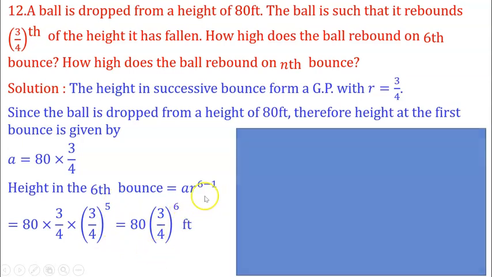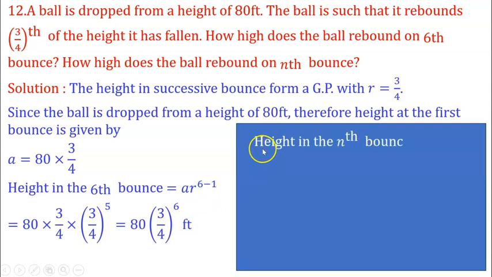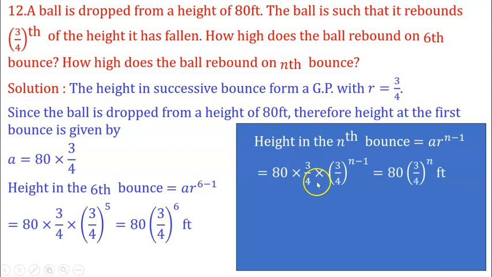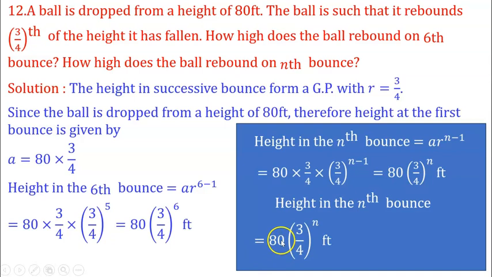Okay. And therefore the height in the nth bounce is equal to A into R raised to n minus 1. That is 80 into 3 by 4 into (3 by 4) raised to n minus 1, that is equal to 80 into (3 by 4) raised to n feet. Okay. That is, the height in the nth bounce is equal to 80 into (3 by 4) raised to n feet.